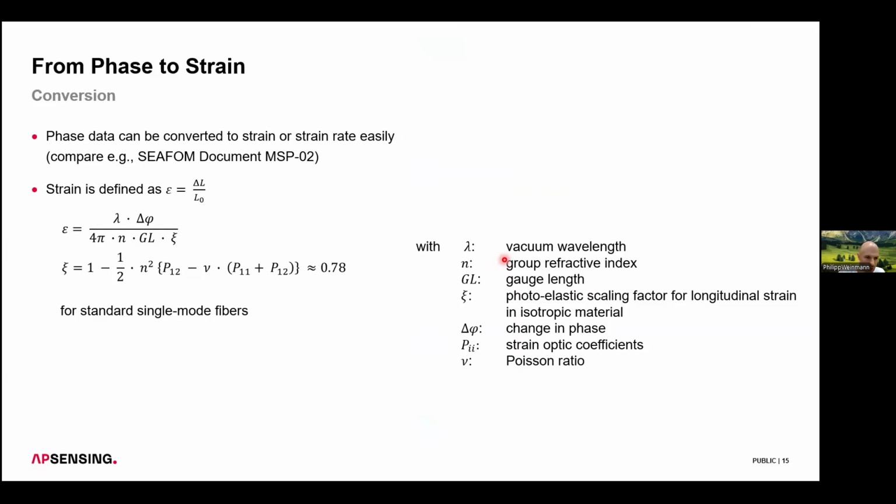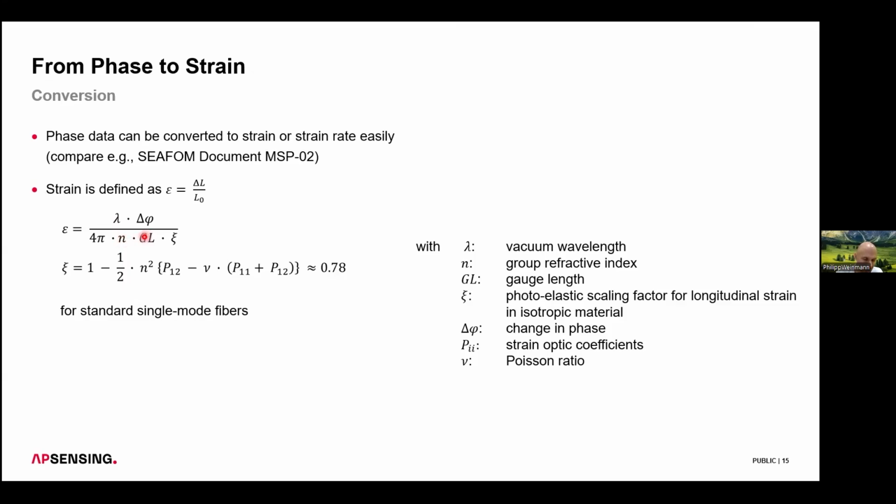Yeah. So if we go through the different parameters, lambda is the laser wavelength. It's typically 1550 nanometers. N is the refractive index. Typically for single mode fibers, it's around 1.4682, but it always depends a bit on the glass fiber. If you have the so-called ultra low loss fibers, which are used in submarine power cables, then this can also be a slightly different value.